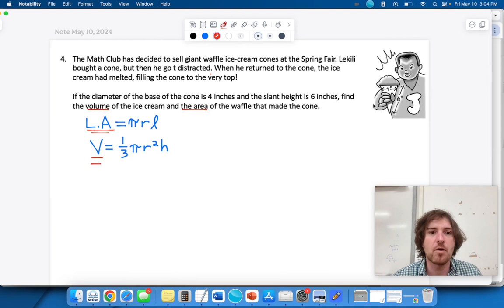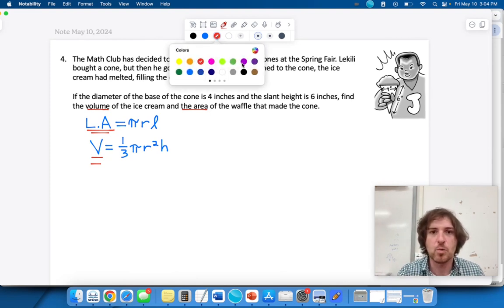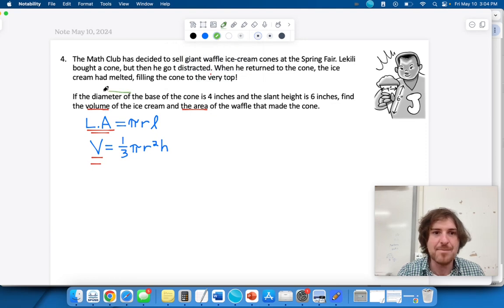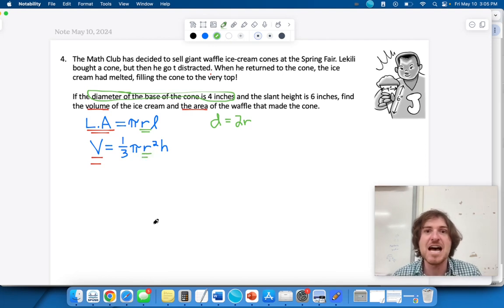Okay, so we got the lateral area formula. We got the volume formula. And what else are we given? Well, let me change colors here. We are given the diameter of the base of the cone is 4 inches. And if you remember here, diameter equals twice the radius. And that's important because I see radius in my lateral area formula for a cone, pi r l, and I see radius squared in my volume formula for the volume of a cone, 1/3 pi r squared h, okay?